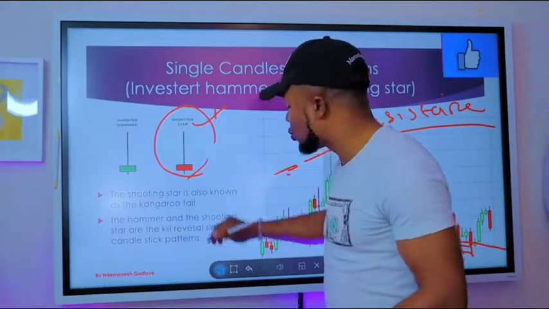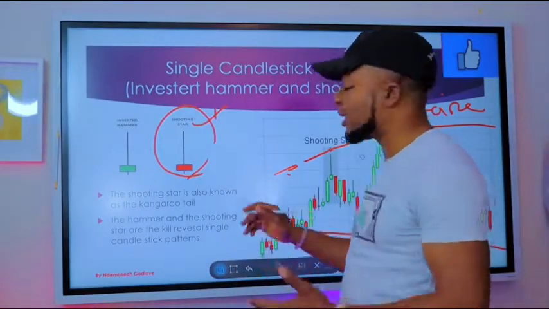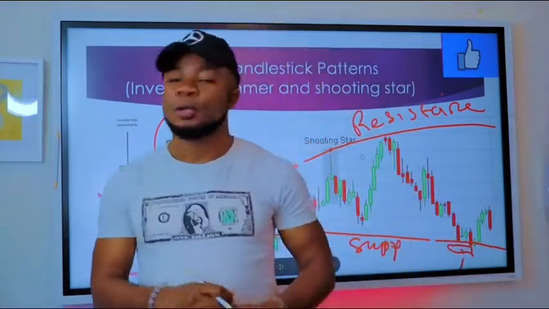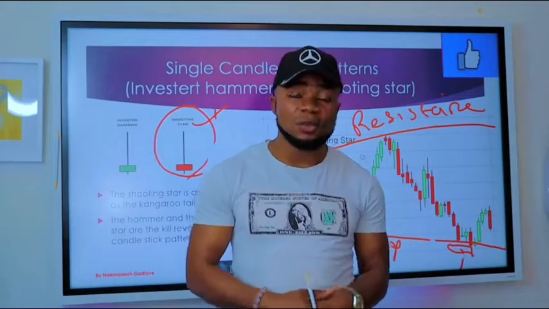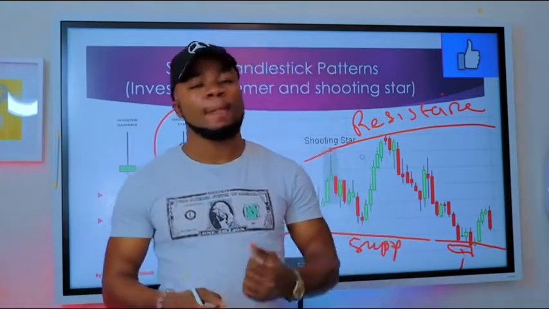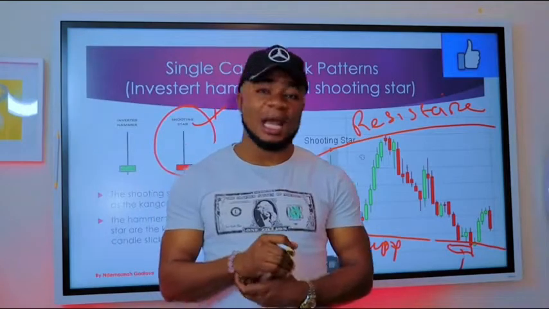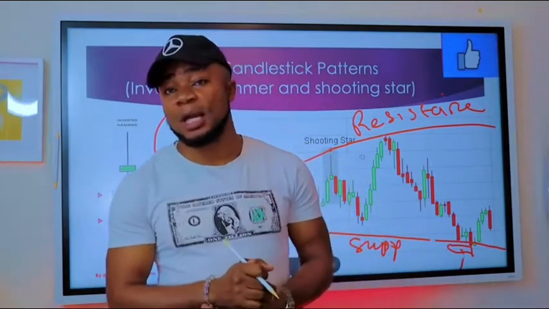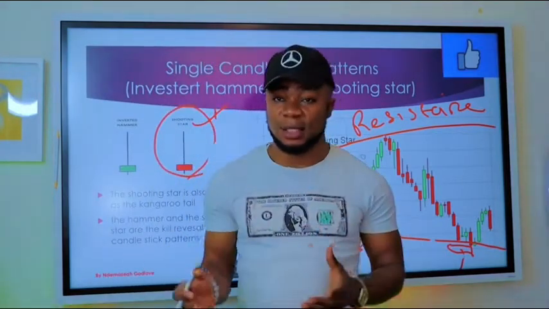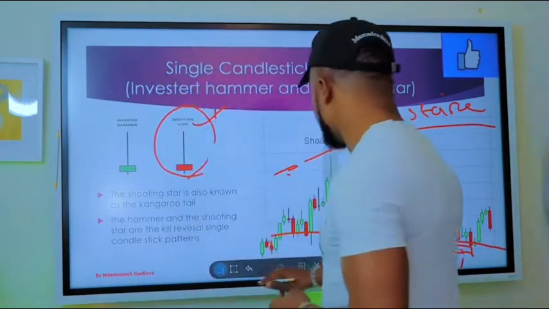So the buyers are in control, and if you buy at that particular level, you place your stop loss, go with the risk to reward of 1:2 or 1:3. At the end of the day, 90% of the time, it will come out to be a winning trade. All right. So with that being said, let's see another one.